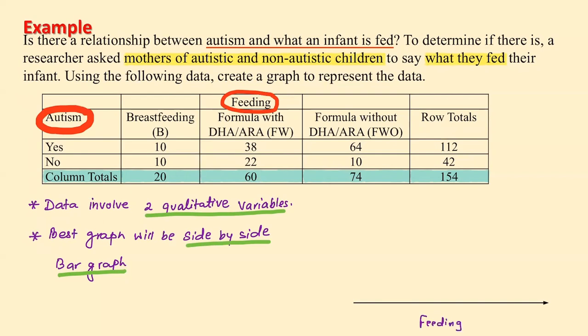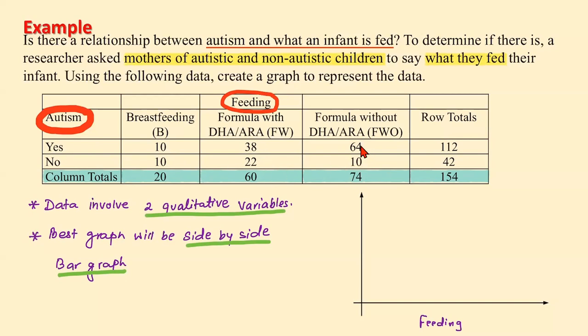And along the y-axis, we'll have the numbers, because you can see the numbers here are 10. 10 babies are on breastfeeding. They have the autism. That is the meaning.